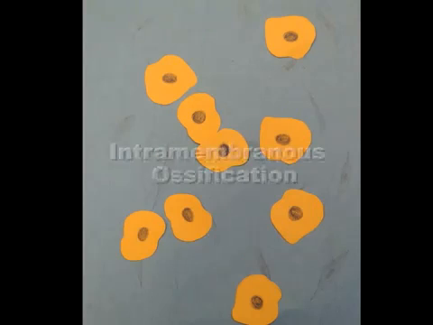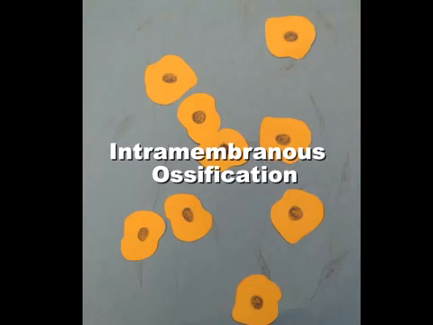Intramembranous ossification produces flat bones, often called dermal bones, within a fibrous sheath. Some dermal bones include the clavicle and parts of the skull.